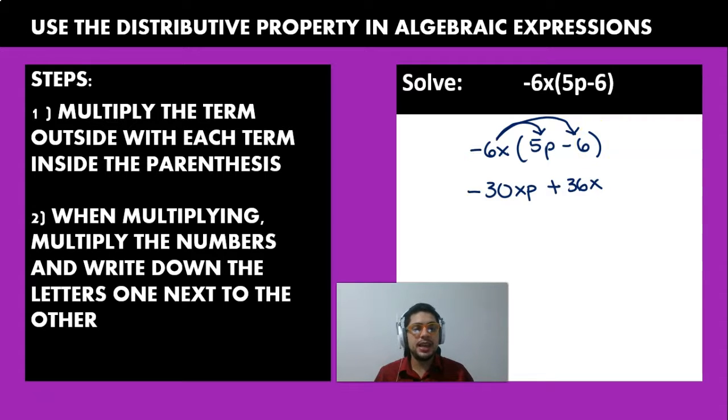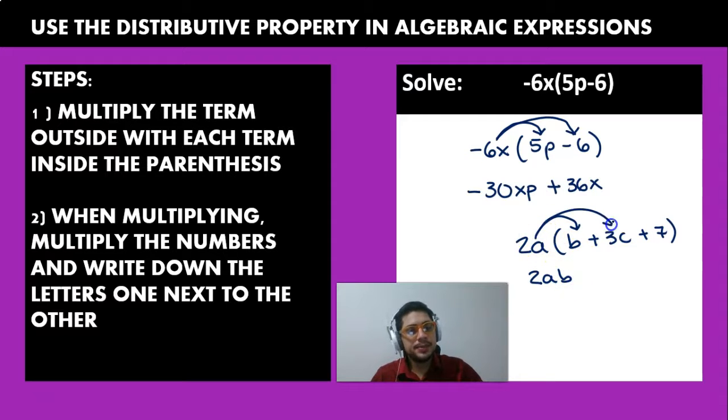And that is pretty much it for today, guys. So what if we have something like this? 2a times (b plus 3c plus 7), right? So 2a times b, 2 times 1 is 2. a times b is ab. 2a times 3c. 2 times 3, 6. a times c, ac, or ca. Doesn't really matter, the order. 2a multiplied by plus 7 is plus 14, because 2 times 7 is 14, and a stays there.